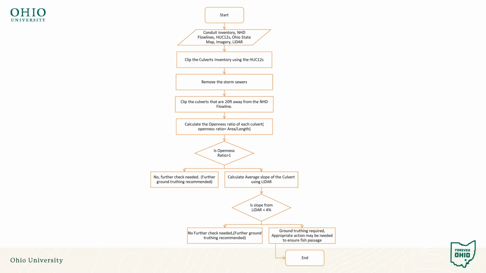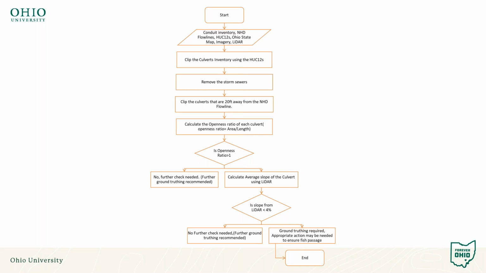We also use the National Hydrography Data Set, the flow lines from that, the HUC 12 shapes, and then imagery and LiDAR and statewide maps to analyze these data. So we clip the culverts to our focus HUC 12s. We remove storm sewers from that, and then clip the culverts to those that are within 20 feet of an NHD flow line. I'll talk more about that in a minute.